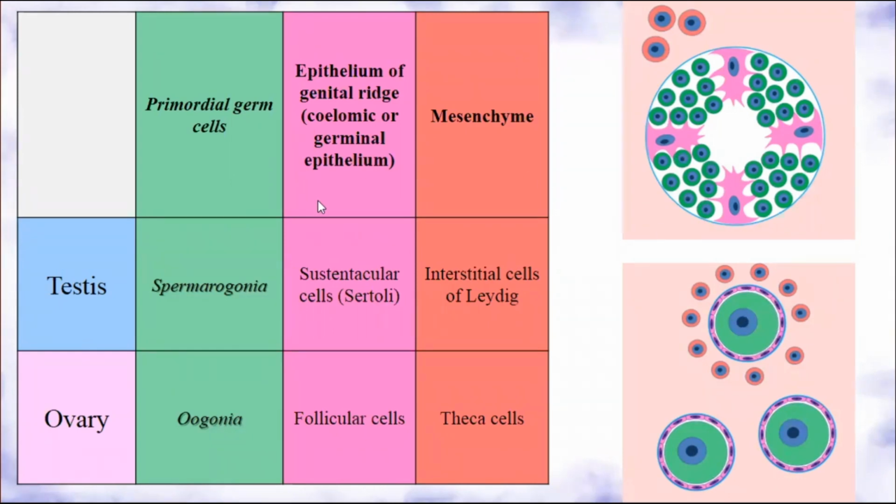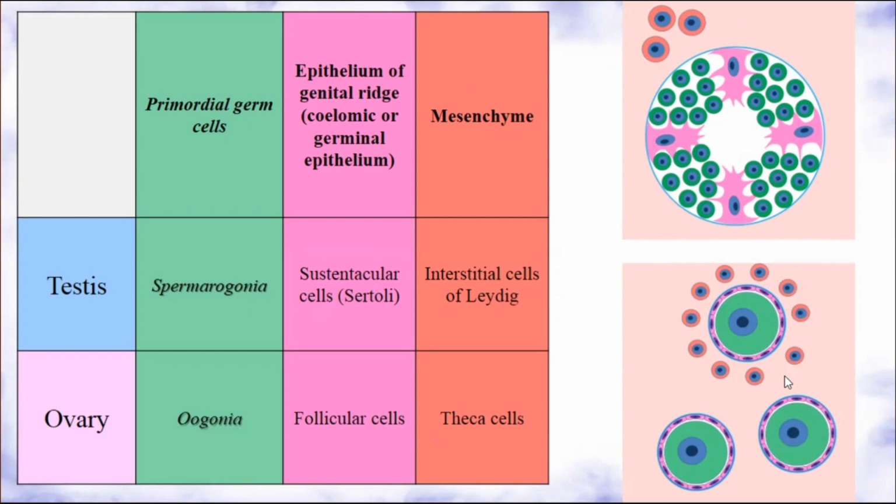Next source is epithelium of the genital ridge, coelomic or germinal epithelium. In testes, it forms sustentacular cells or Sertoli cells. In ovaries, it forms follicular cells. And mesenchyme, in testes, forms interstitial cells of Leydig, and in ovaries, it forms Theca cells. And also mesenchyme forms connective tissue stroma in testes and in the ovaries, and it forms tunica albuginea of testes and ovaries. So all connective tissue structures are formed by mesenchyme of the genital ridges.